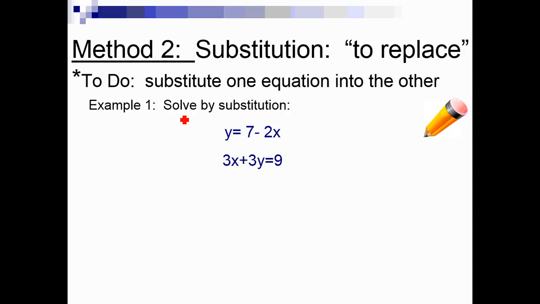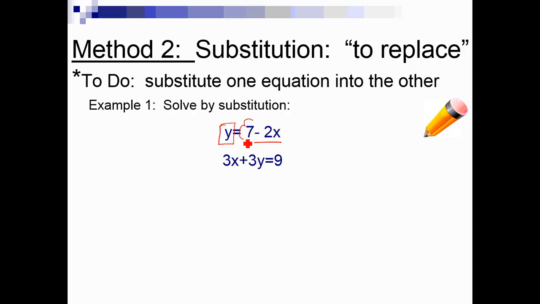So it says example 1, solve by substitution, and you'd want to get this example in your notes. Our first equation there says we know y is equal to 7 minus 2x. The second equation says we have 3x plus 3y and it has to equal 9. Now to do the substitution method, you want to make sure that one variable is alone, and in this case we started that way. This says y, the y that we're looking for, is equal to 7 minus 2x.